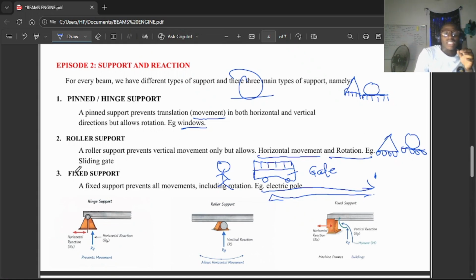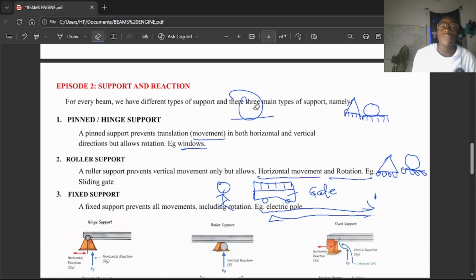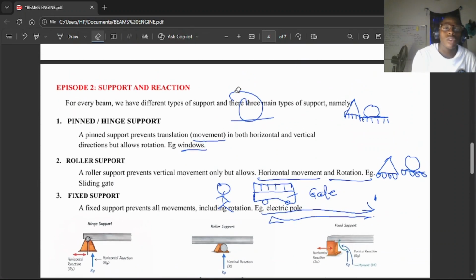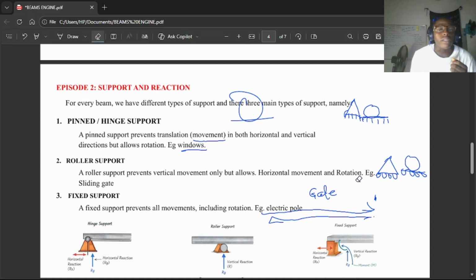Now let's consider the next type of support, which we call the fixed support. And what's the fixed support? Your fixed support does not move. Your fixed support prevents all movement, including rotation. Your fixed support prevents what? All movement, including rotation. What that is trying to tell you is that for your fixed support, there is no movement occurring, whether vertical movement, horizontal movement, or rotation.